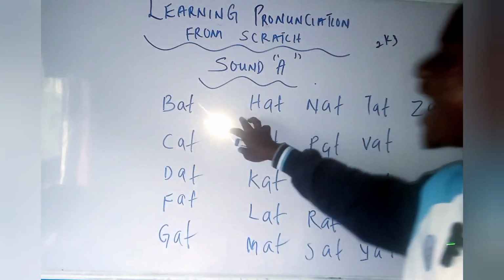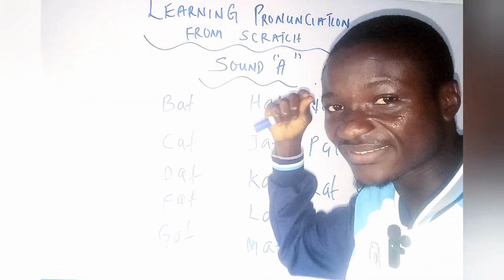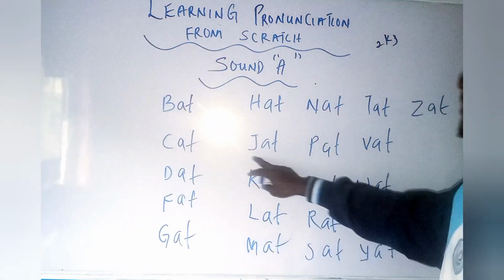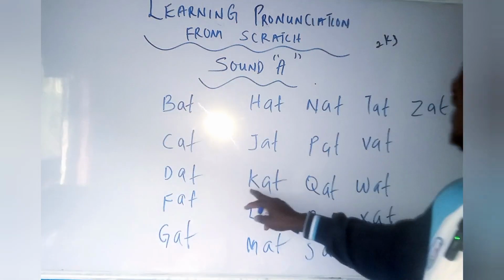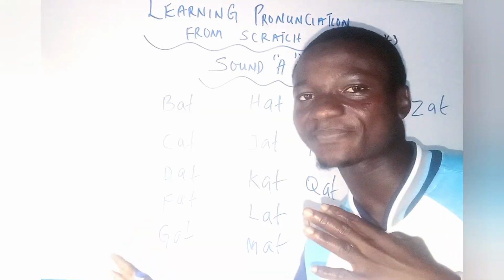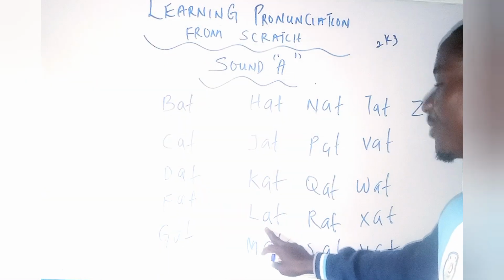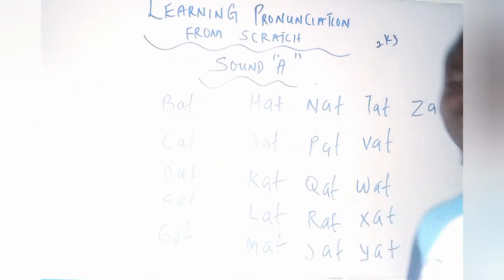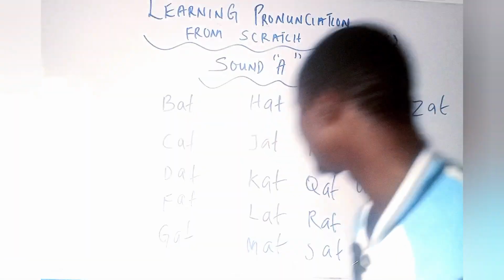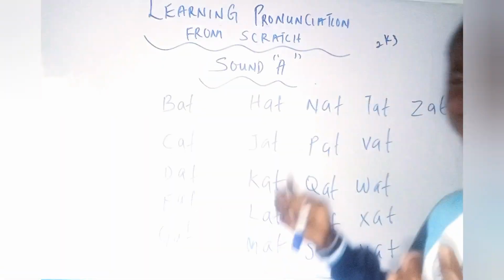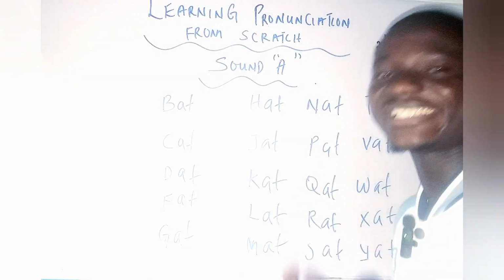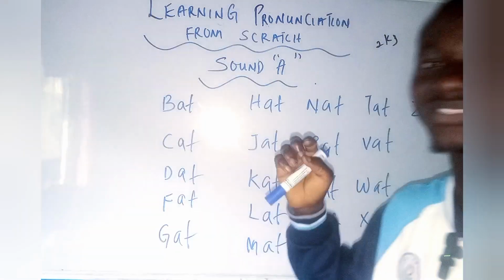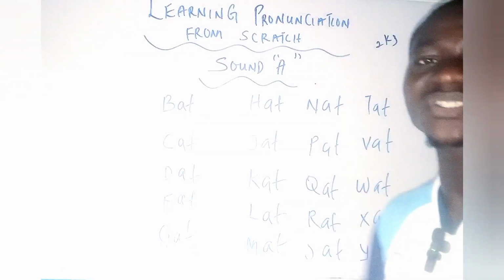Now, move to the next one. Ha plus T is going to give us hat. Again, hat. Ja plus T is going to give us jat. Again, jat. Now, ka plus T is going to give us cat. Again, cat. Now, la, because LA is la. La plus T is going to give us lat. Again, lat. Next one, ma plus T is going to give us what? Mat. Again, mat. Now, na plus T is going to give us nat. Say it. Nat. Again, nat.